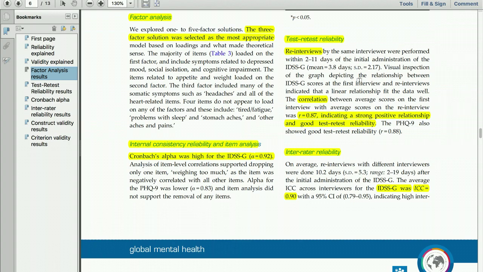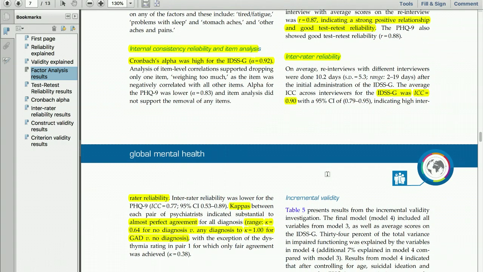So it's test, and then you retest them again. And what they found right here is that they have very good correlation. So that's a high B, so that is a good test-retest reliability. What they also did is what's called inter-rater reliability. Now that's between two different raters.